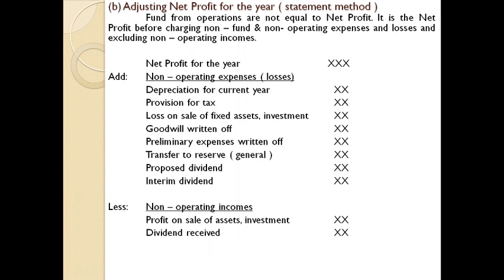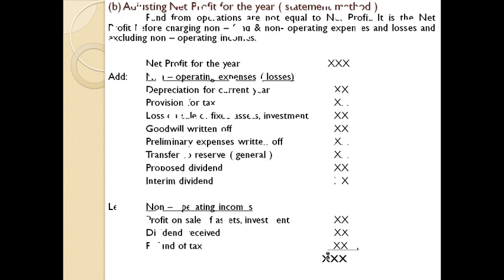Next one is dividend received. Here it was dividend paid. Here it will be dividend received. And sometimes there may be commission received or rent received, like that. That depends upon the adjustments given in the question. Finally, refund of tax. This item is not a common item. Anyway, just remember that. So by adjusting all these items, finally you will get fund from operations.